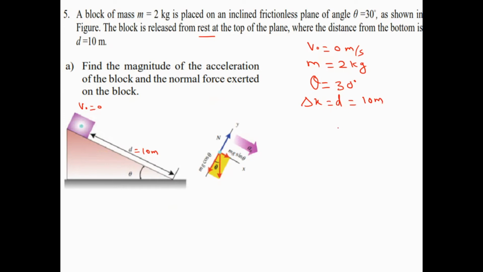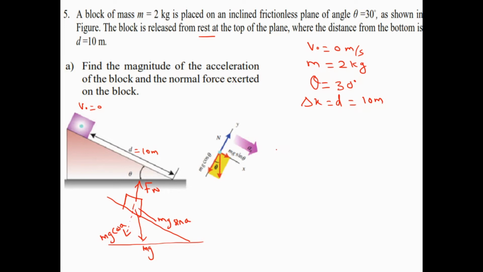Now we are going to answer the first question. What is given in the first question? Find the magnitude of the acceleration of the block and the normal force. As we already studied, if you have any object on the inclined surface, if you place the block here, this is your upward force, and this is the force due to gravity, and this is your mg cosine theta. This is your force due to gravity, and this is the mg sine theta.